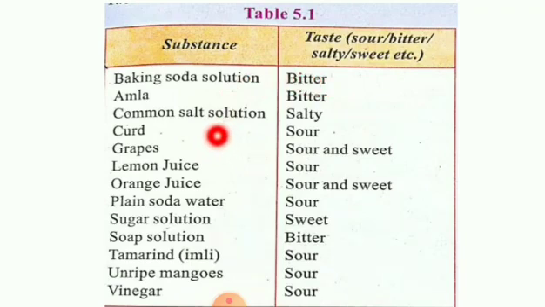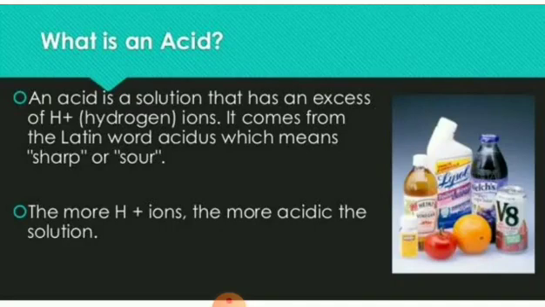Common salt tastes salty, right? Curd tastes sour. So substances that are sour in taste are called acidic. Substances that are bitter in taste are called bases. This means the substance contains either acid or base. Let us see what is acid and what is base.